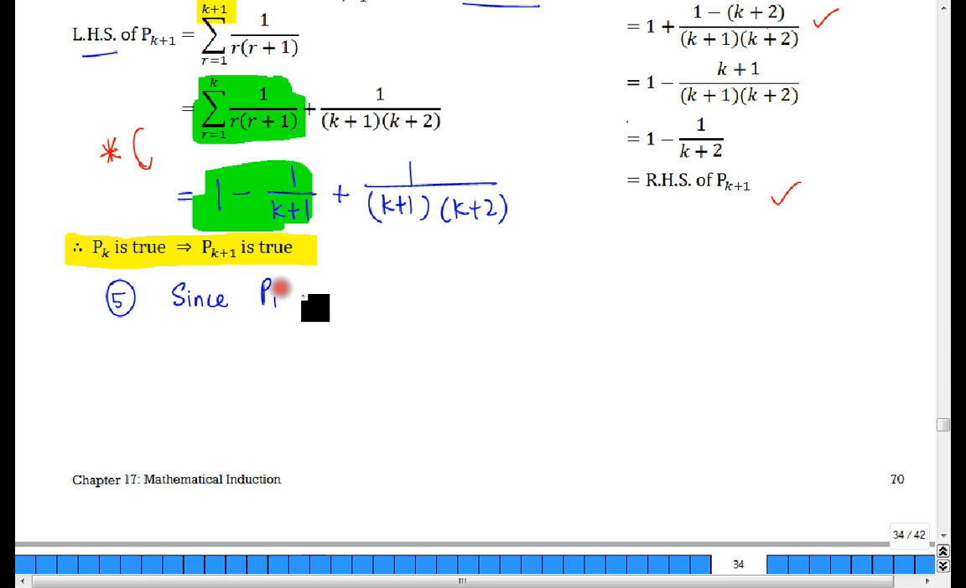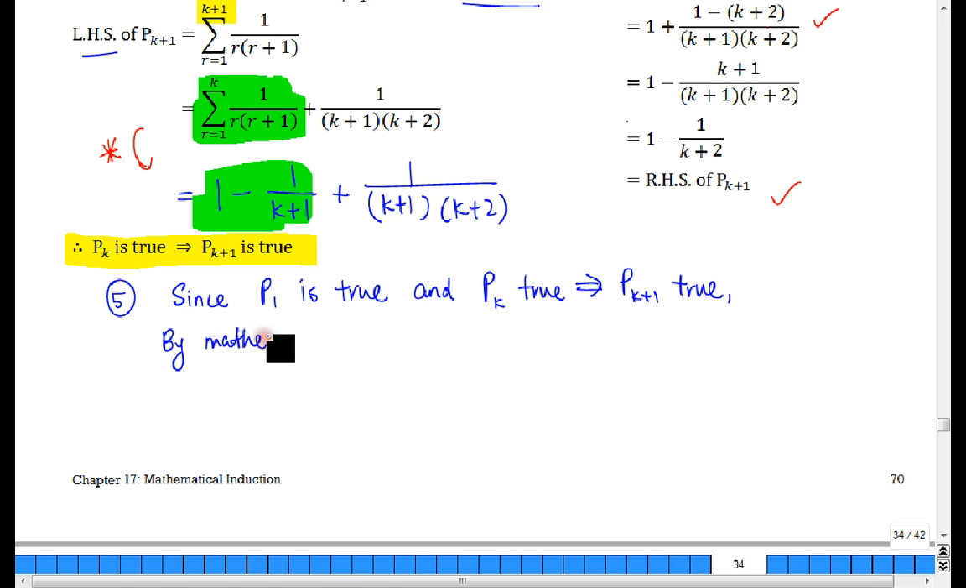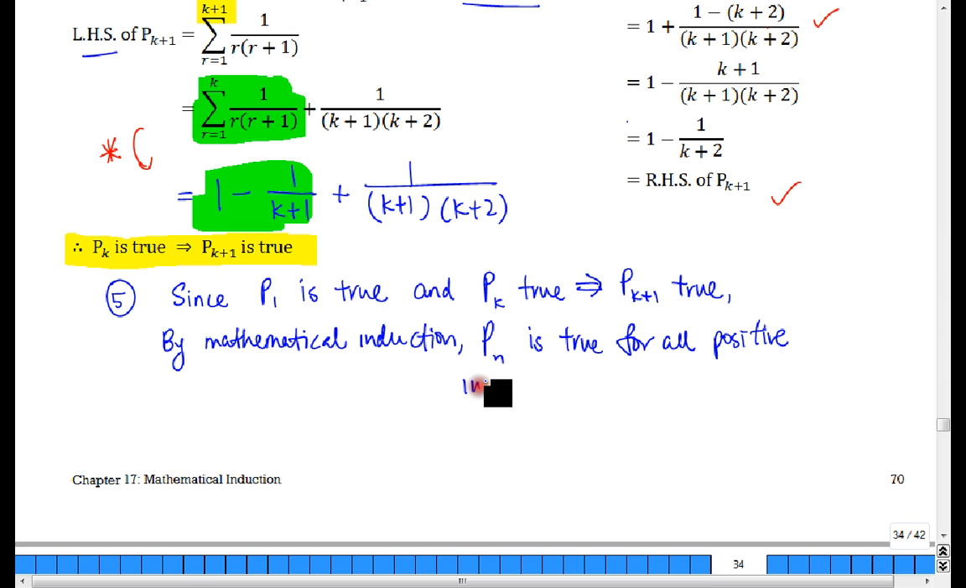Since P1 is true and Pk true implies Pk plus 1 true, by mathematical induction, Pn is true for all positive integers n. Okay, can?